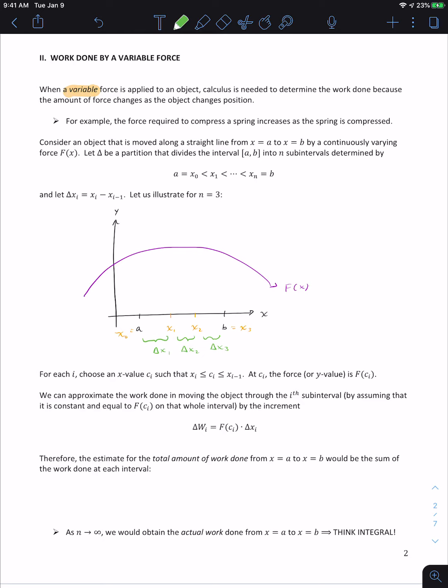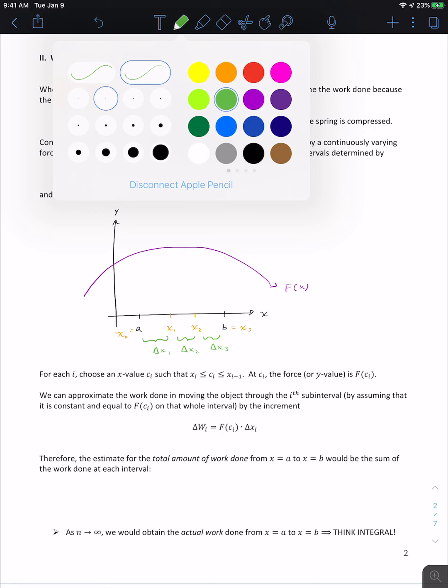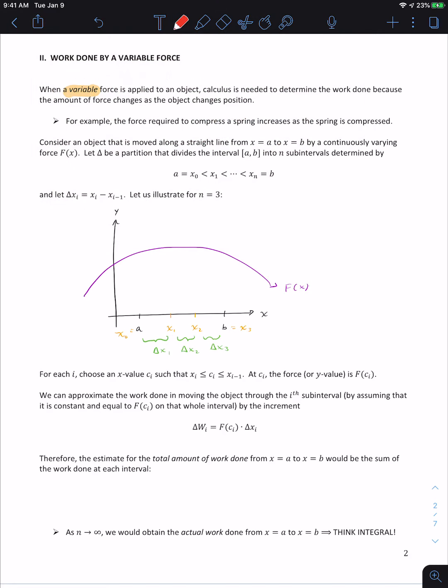Okay, so now we move on here. For each i, you're going to choose some x value c sub i such that c sub i is between x sub i and x sub i minus 1. So in other words here, I'm going to call this c sub 1. It's going to just be some point in between our two x values. We'll call this c sub 2, and we'll call this c sub 3.